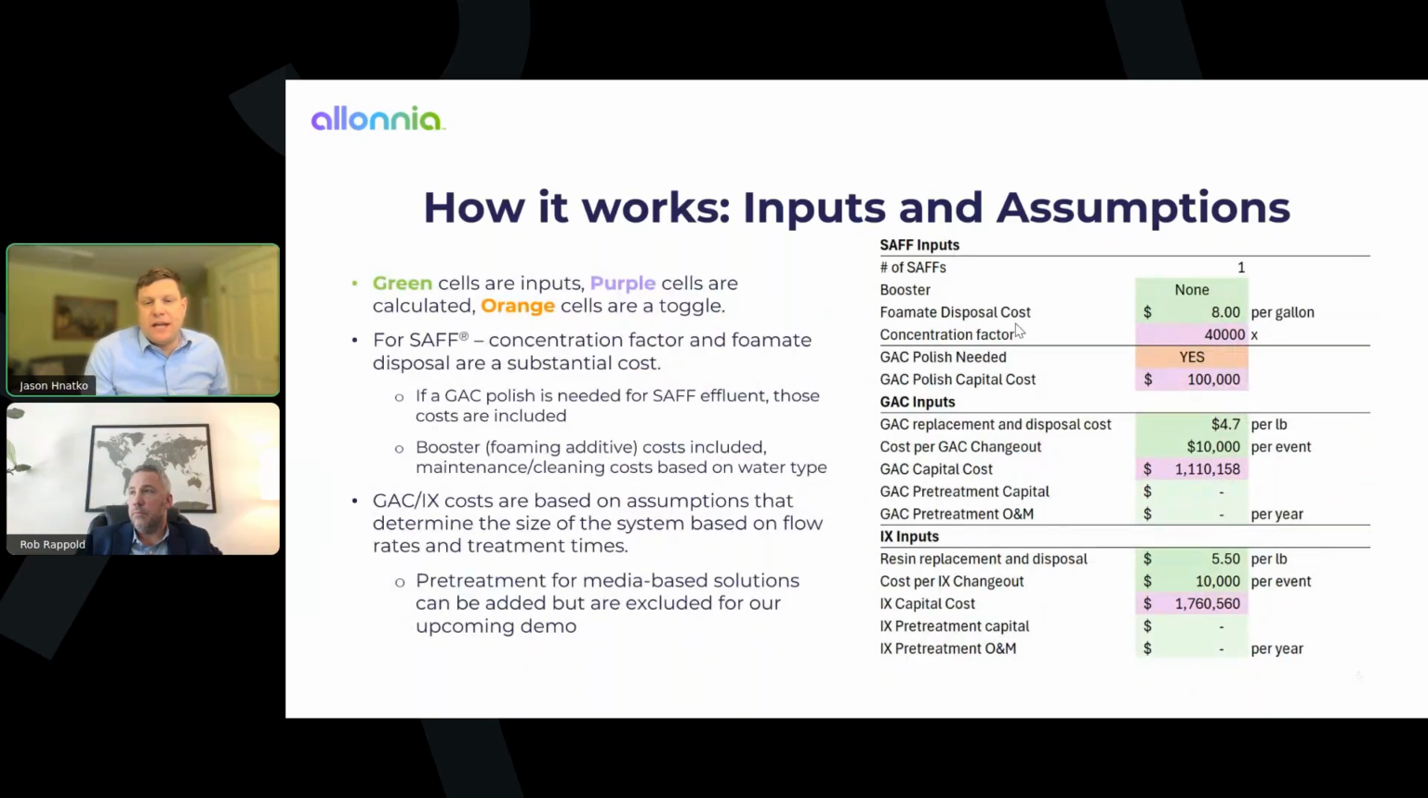Then we have some specific inputs for our different technologies. So the green cells are what you would typically input, and then the purple cells are things that are looked up based on some assumptions in the software. And then that orange field is something that you can toggle on and off. So by default, it will toggle on if you need it to meet your discharge criteria. So you can see here for the SAFF, foamate disposal cost, and if you're using a foaming additive are things you would input. And then the concentration factor, again, is determined based on an average of different waters that we've seen. So that'll vary depending on what water and booster you select.